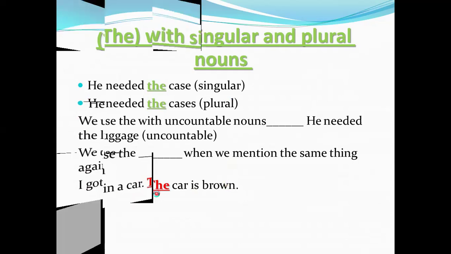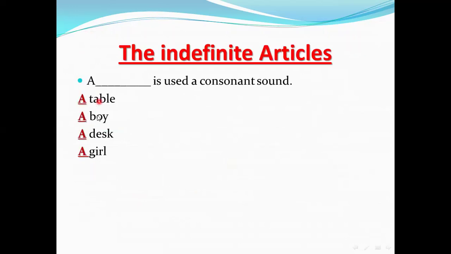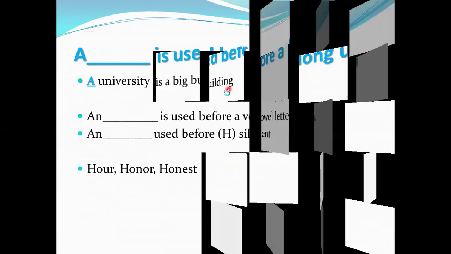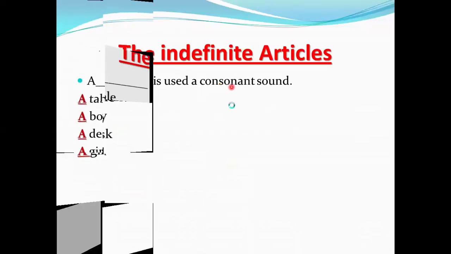So here, when we mention something again, we say the. Different uses of the: we say the earth, the moon, the land, the sea, the internet is essential. Okay, we have here a table, a boy, a desk, a girl. This is called the indefinite article. We use a with a consonant sound, and we use an with a vowel sound. We talk about the vowel sound later.